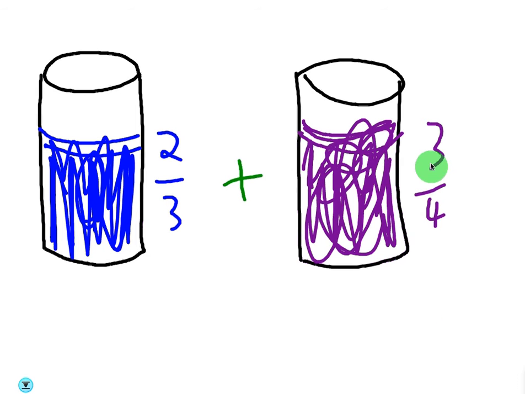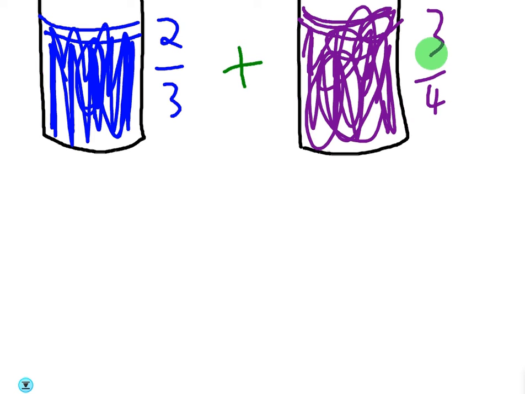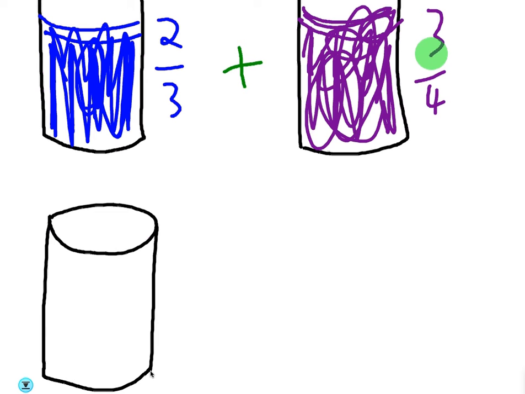Here's what I want you to see, and right below each of these cups, I want you to draw another cup. Basically, what we're going to do is divide the cups. So let's look at these denominators. This one's 4 and this one's 3. What happens if you multiply those? 12. Okay.